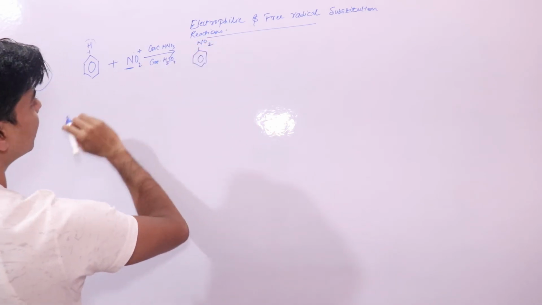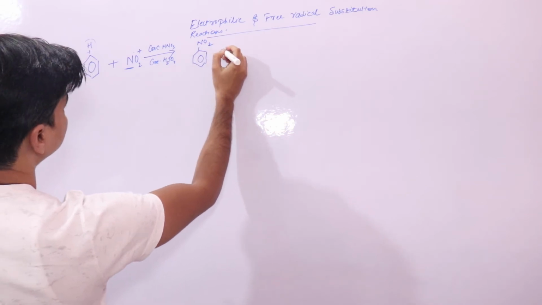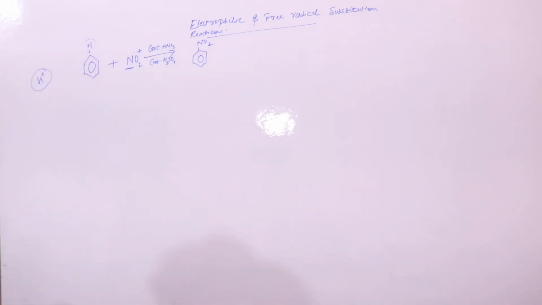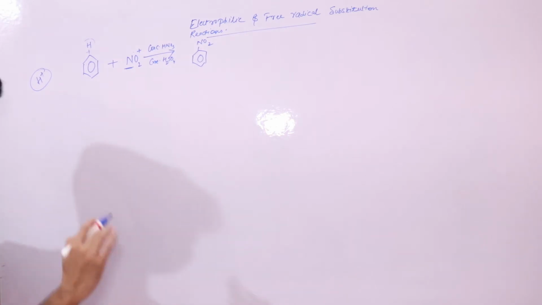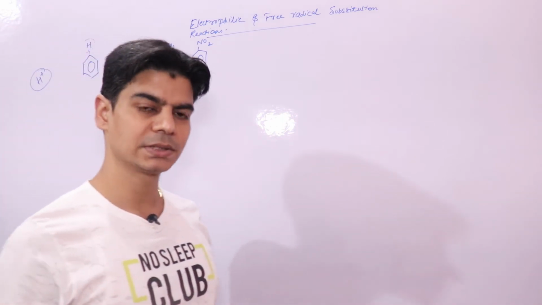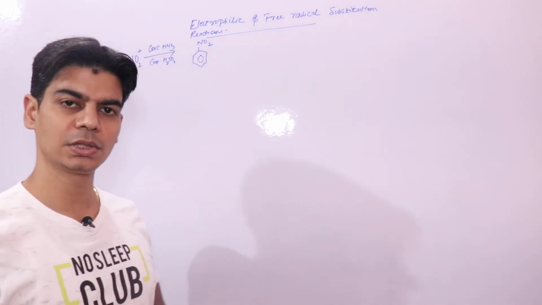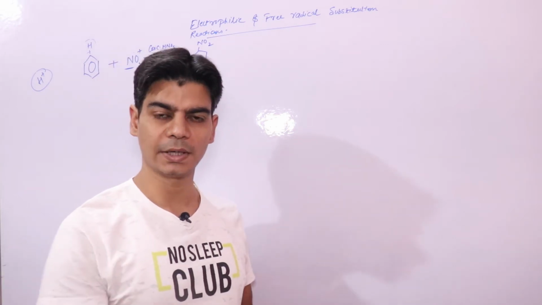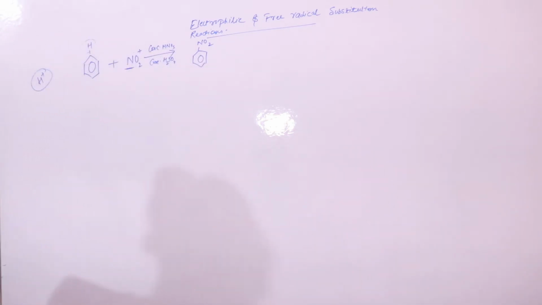This reaction is called nitration, and it leads to the formation of nitrobenzene. We call it electrophilic substitution because a stronger electrophile replaces a weaker electrophile. This is denoted by SE.